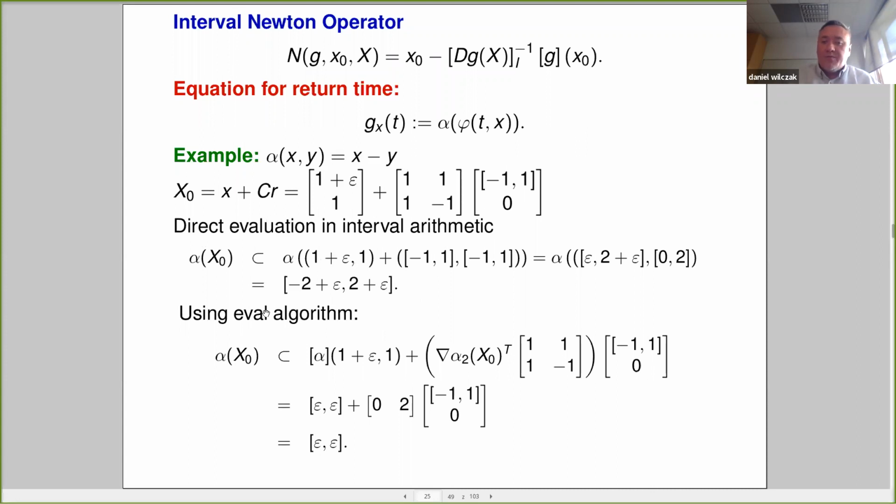But using the mean value form and the eval algorithm, we first evaluate the section at the center point of our set. So what we get is epsilon, epsilon, epsilon. Then we multiply the gradient of our section times the shape matrix, and then we multiply it by the box. What we get is 0 here. So this evaluation, taking into account the representation of our set in enclosing values of functions, is very important. At the end, we get a point value, and this is a large interval here.